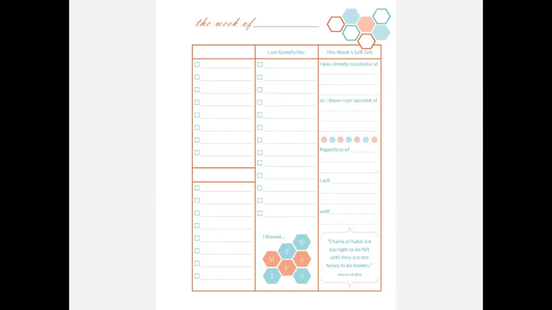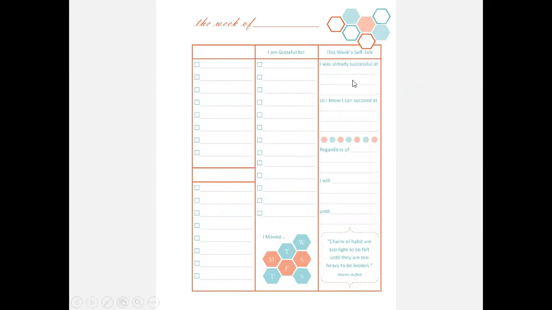But at any rate, this week's self-talk, this is fantastic because we forget what we have already been successful at. We forget what we are already good at. And so I love this over here. Each week I like to put a new thing in here. I was already successful at blank, so I know that I can succeed at blank, right? So in the case of the reading aloud, maybe you wanted to do it in the morning and then again in the afternoon. I was already successful at morning read aloud, so I know I can succeed at afternoon read aloud.